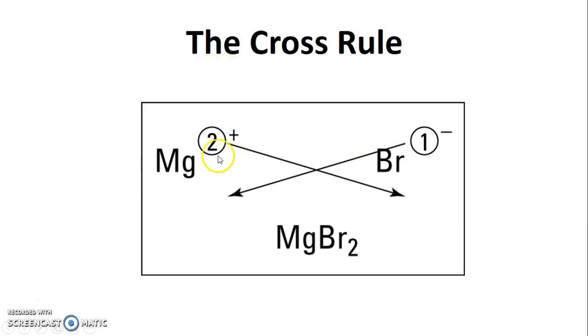And then we're going to use something called the cross rule. What the cross rule involves is we take this number here without the plus and we place it down here. Take this -1 or this 1 without the minus and place it down there. So the 2 appears here and the 1 appears here. Now if there's 1, we don't write anything.